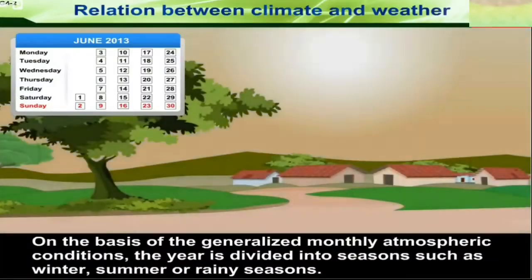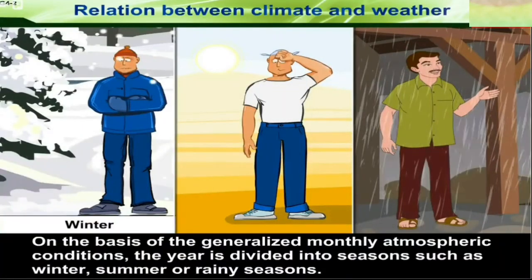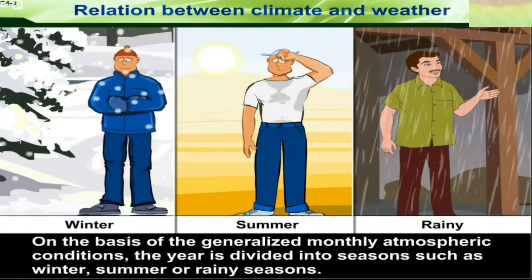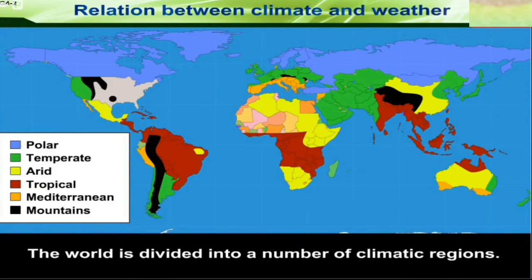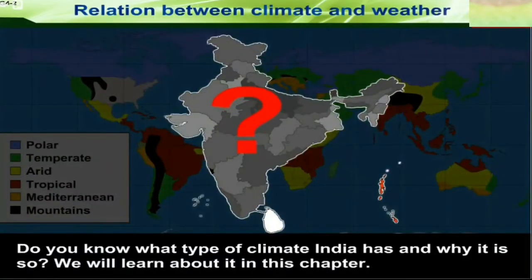On the basis of the generalized monthly atmospheric conditions, the year is divided into seasons such as winter, summer, or rainy seasons. The world is divided into a number of climatic regions. Do you know what type of climate India has and why it is so? Well, we will learn about this in this chapter.